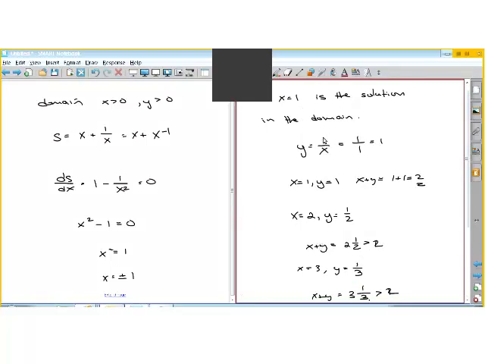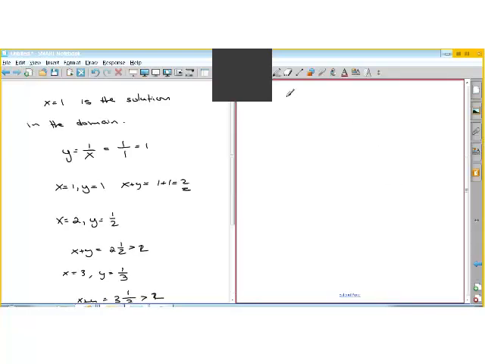Now the question is, is it a minimum or maximum? We don't really know that until we apply some other tests. So let's go ahead and do that. Because where the first derivative is 0, it can be either minimum or maximum. So how would we know that besides me plugging in numbers to show that it is a minimum? Well, you can take the second derivative.